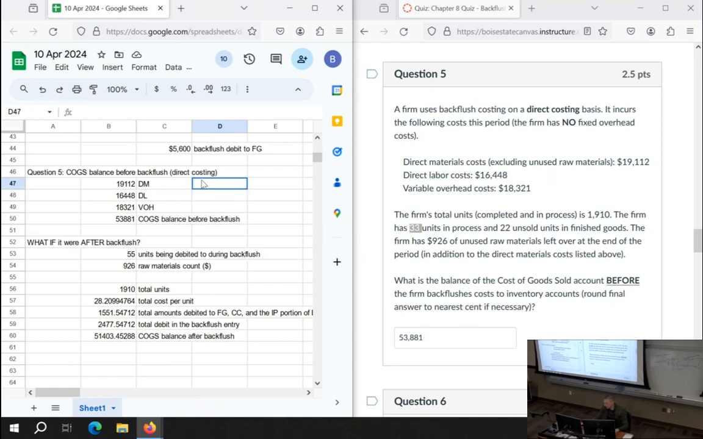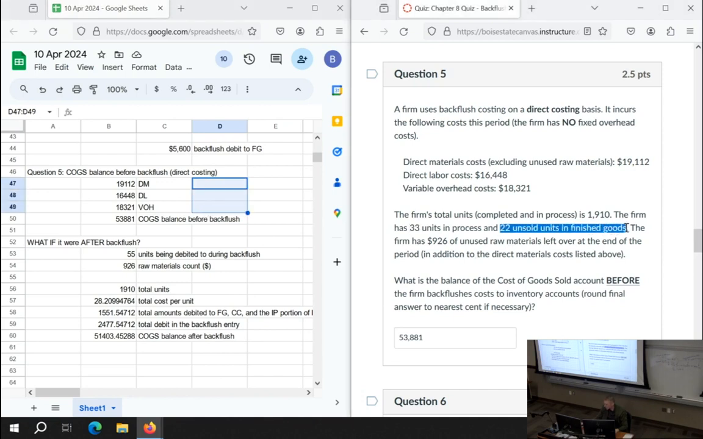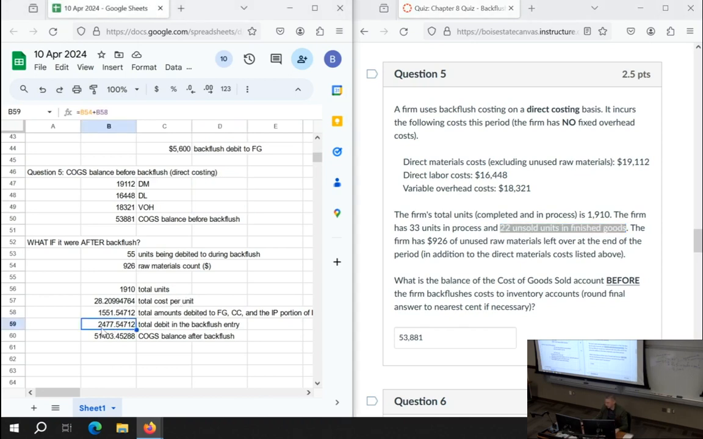And let me multiply these two rates by 33 to give me the conversion cost debit. And then let me multiply the sum of all three of these rates by the 22 unsold units in finished goods to get me the debit to finished goods. And then I'll take the total of those, and I'll get this amount right here, 2477.54712. I get the same number in the end. And then I can subtract that away from the before balance in COGS and get the after balance in COGS.